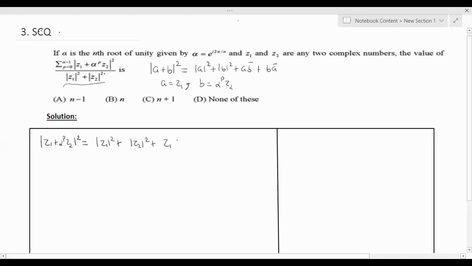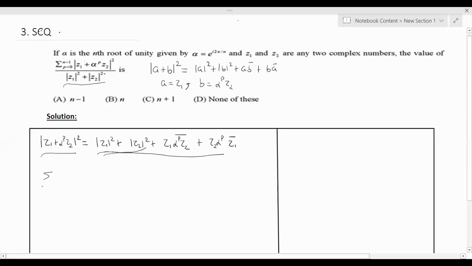So now you will have z1 and b, you have alpha power p z2, you will have whole conjugate, and then you will have z2 alpha power p, but the conjugate will be on the z1. See, there is a summation on all these terms. Summation on all these terms is also equivalent to summation of each of these terms. So basically individually we are going to solve these four terms. Okay, so first let's take these two terms together.